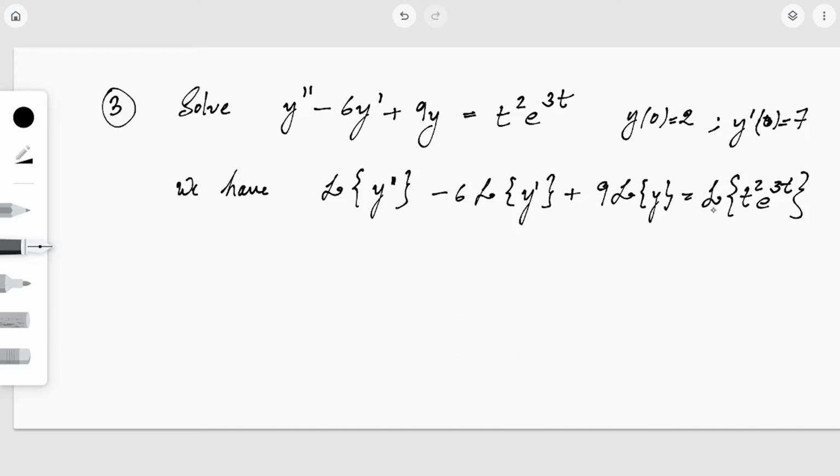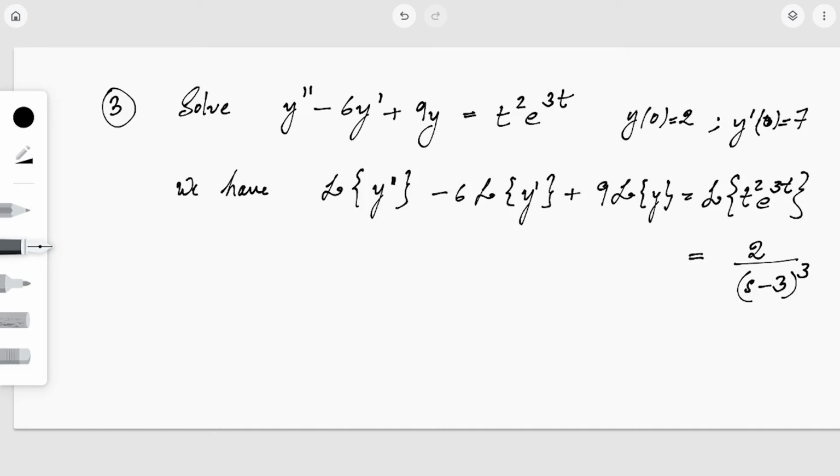What is the script L of t square? It is nothing but correspondingly 2 factorial by s raised to 3, right? 2 factorial by s cube. So instead of s we'll have s minus a, where a is 3, so we'll have s minus 3. So this is nothing but 2 factorial, which is 2 itself, 2 by s minus 3 whole cube. That is the Laplace transform of t square into e raised to 3t.